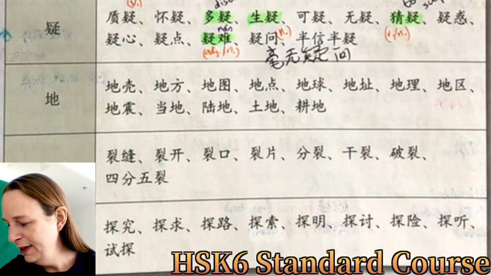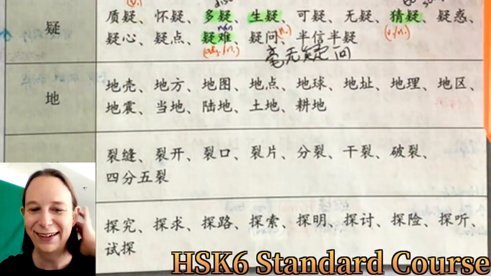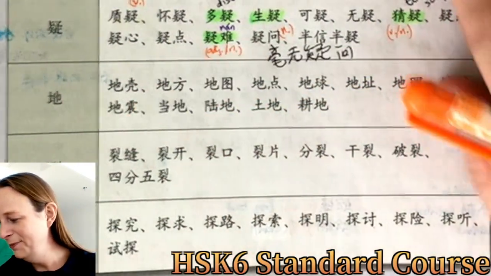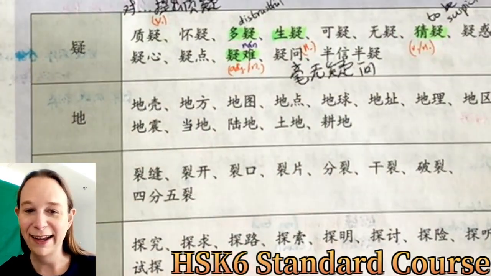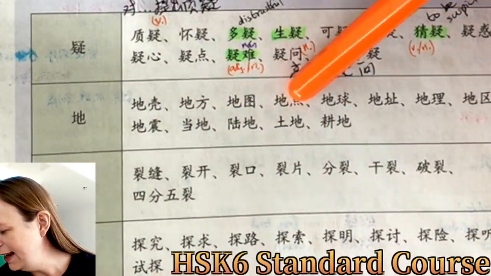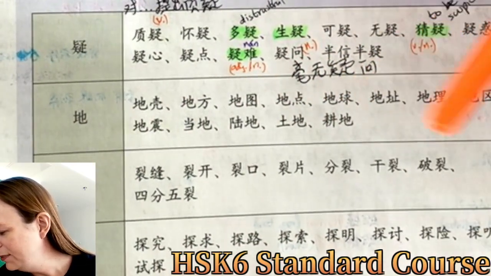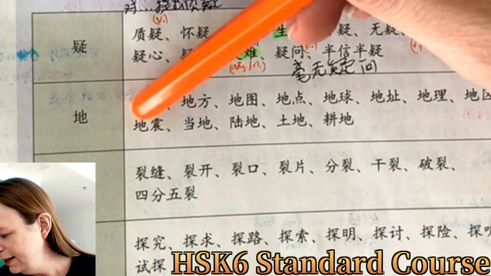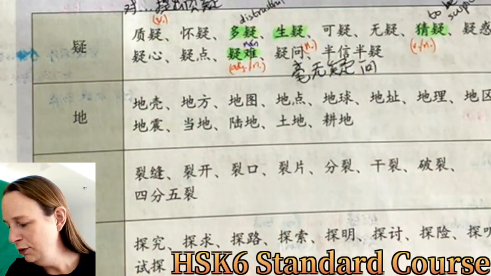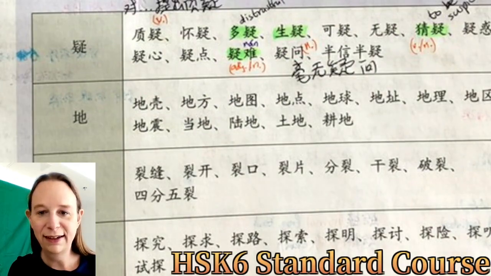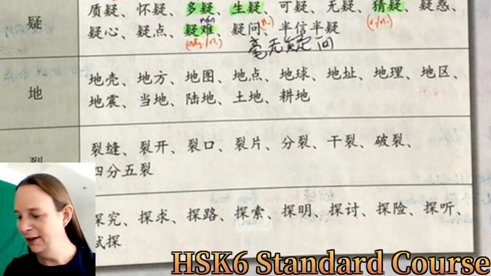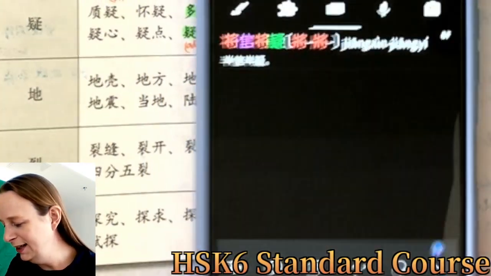Okay, 地壳, right? This is one of those rare cases where 壳 is 贝壳的壳, and 贝壳的壳 is pronounced 壳. I don't know why. 地方, 地图, 地点, 地球, 地址, 地理, 地区, 地震, 当地, 陆地, 土地, 耕地. Okay, so this batch of words isn't so challenging. One thing, 地壳, right? You need to pay attention to that.